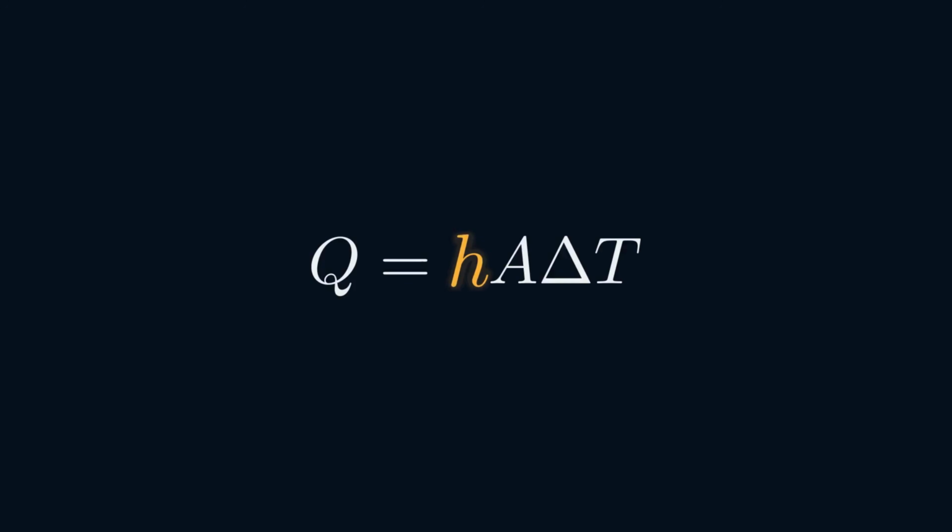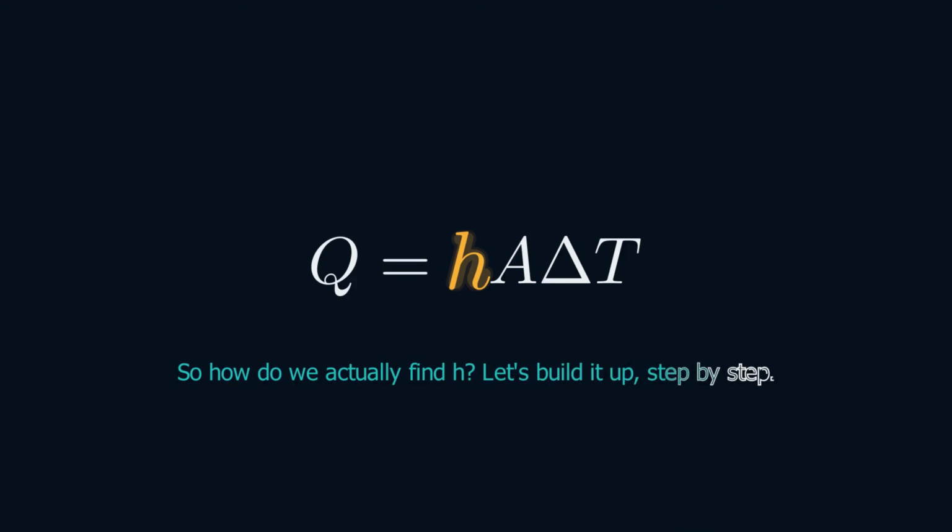Hidden inside it are the fluid's viscosity, its conductivity, its density and speed, the shape of the surface, and whether the flow is smooth or turbulent. So how do we actually find H? Not look it up in a table, find it. Let's build it up from the physics, step by step.